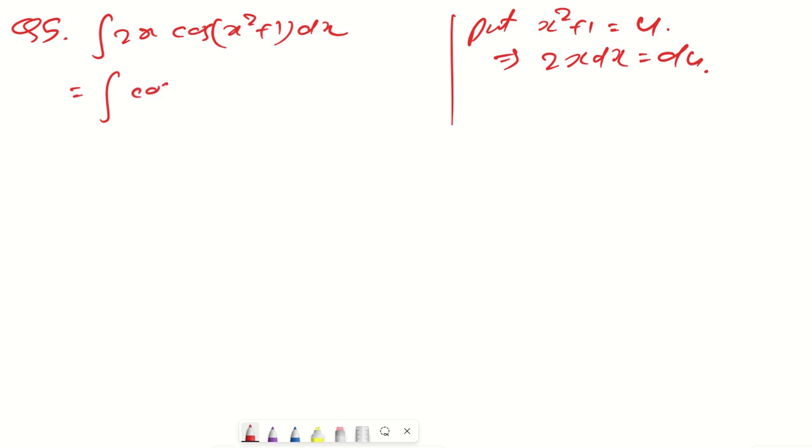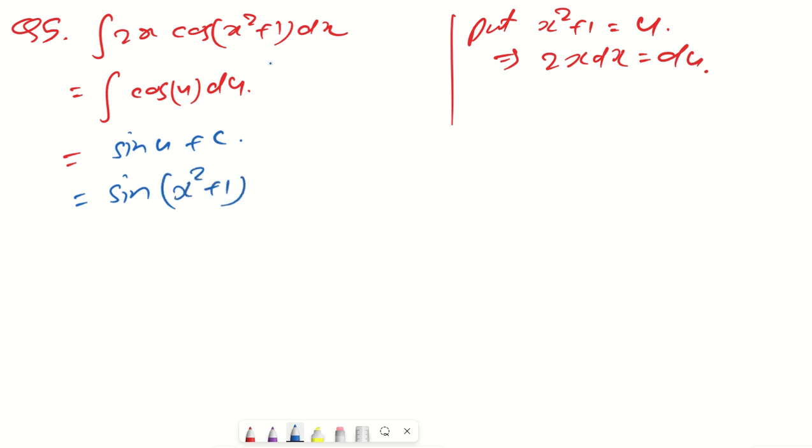Integral of cos of u du. And integral of cos of u du is what? Sine of u plus some constant c. And sine of u is nothing but x square plus 1, so it can also be written as sine of x square plus 1 plus some constant c. So this is very simple. Sine of x square plus 1 plus c.